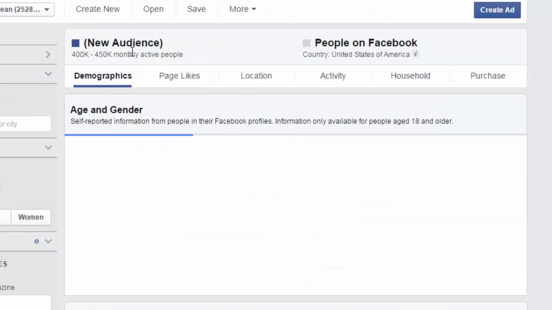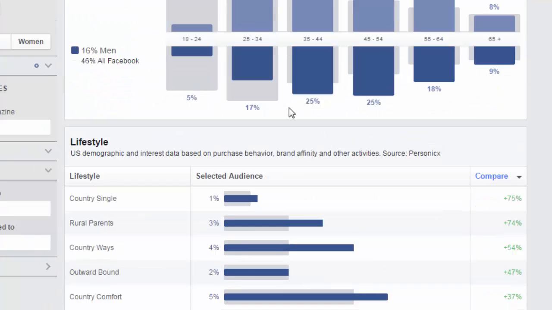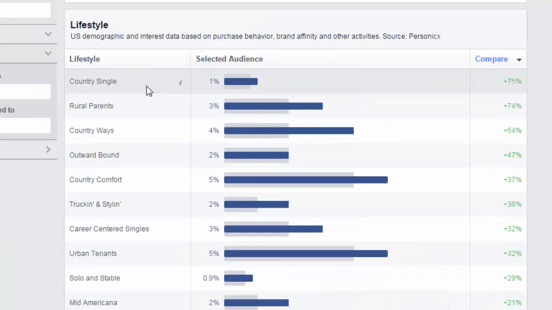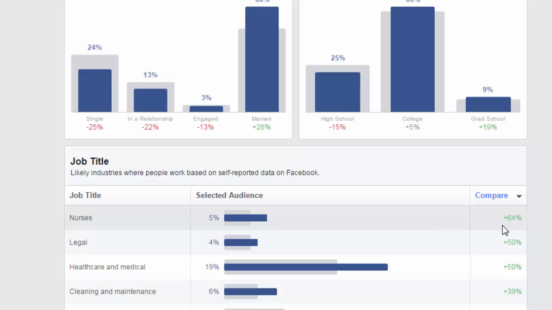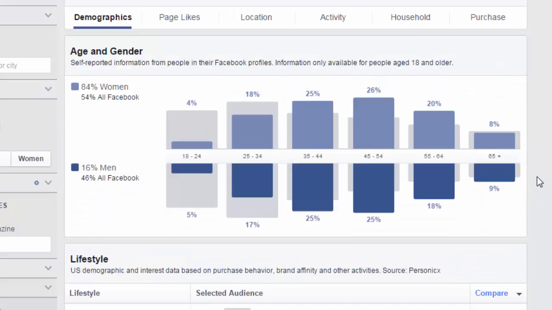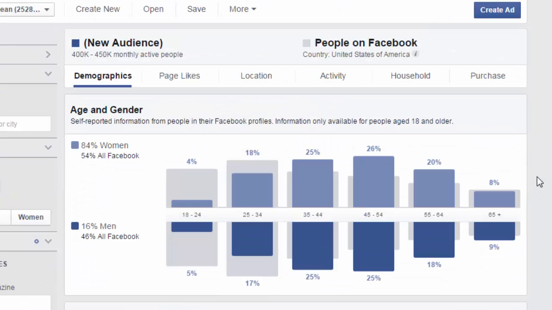Let's see if we find out more about the demographics, because we have a much bigger audience now. Okay, country singles likely, rural parents likely, still much more likely to be married than single. These are similar. It looks like nurses came up on top even higher with this audience. So you get to know a lot about your audience just by going through Facebook and looking to see other pages. Like I used a magazine here to start.